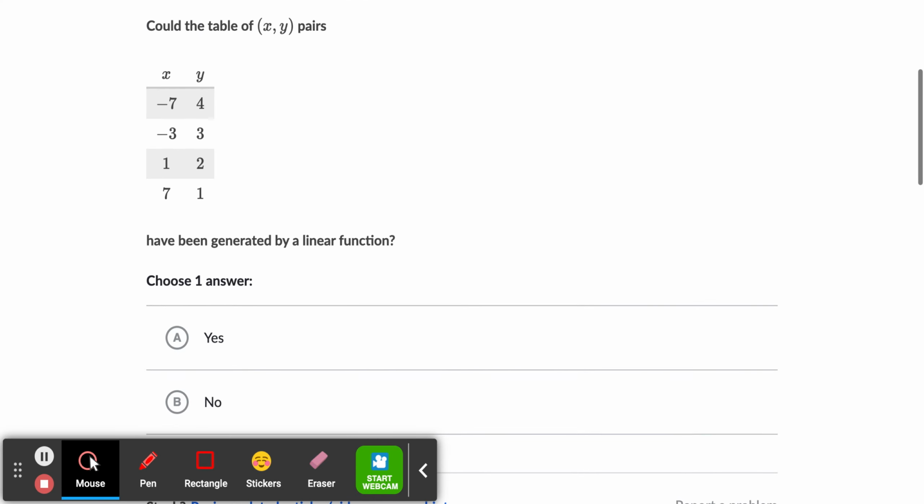This one is a table. So could the table of xy pairs have been generated by a linear function? So we have to look at the rate of change, right? The slope. If your slope is constant, or if your slope is the same throughout the entirety of the points throughout the graph, then we know it's a linear function. Okay, so we can test this.